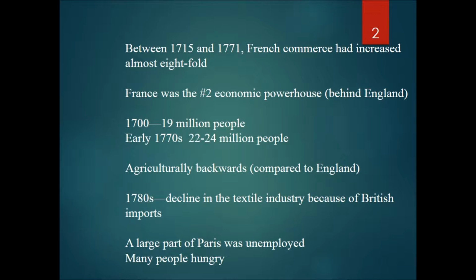Now, you also find a very large jump in the population of France during this same period. Around 1700, you had about 19 million people, and in the early 1770s, somewhere between 22 and 24 million people. It's really hard to give specific numbers because we don't have an exact census. The problem, though, is that when you look at agriculture and the technology the French were using, they were really backwards compared to England.